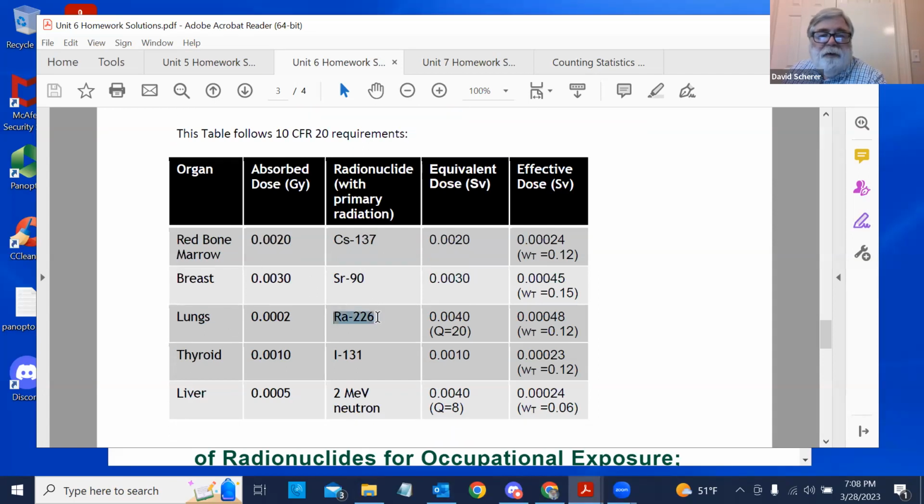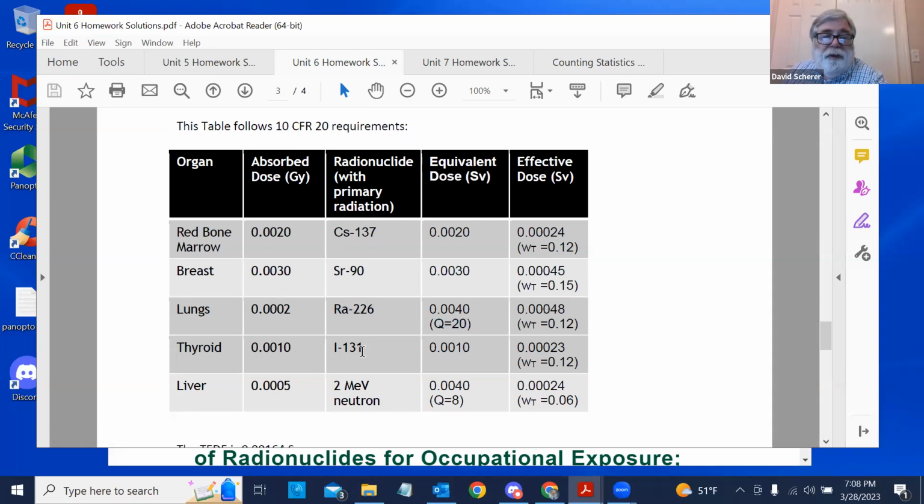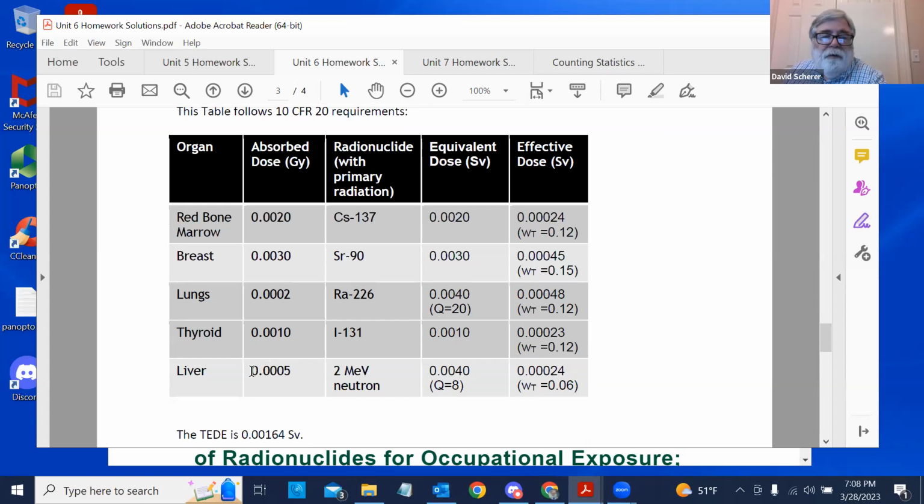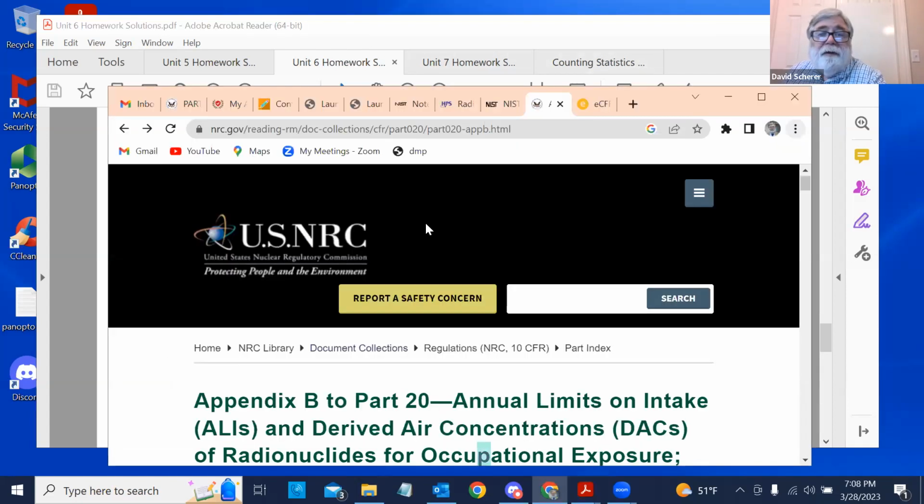For radium-226, it's due to alpha particles. The quality factor for alpha particles is 20. So I multiply the absorbed dose by 20. The thyroid, it's gammas and betas, so the quality factor is 1. For neutrons, 2 MeV neutrons, the quality factor is 8. And how did I get that the quality factor is 8?